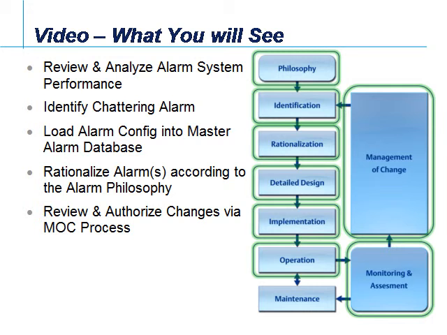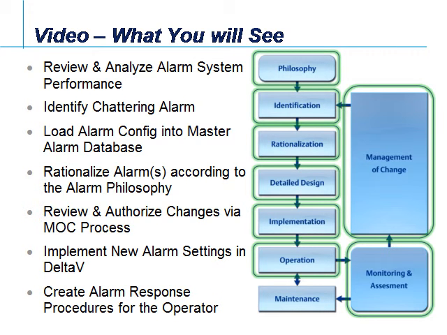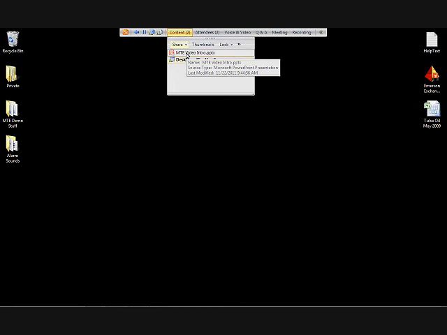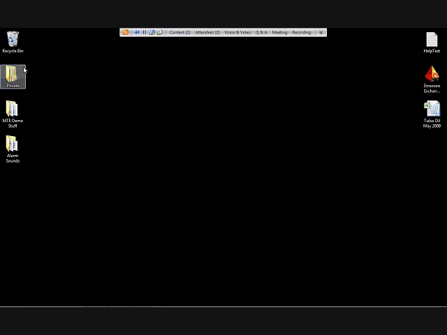When we complete rationalization, we'll make sure that the proposed changes are approved by our management of change board following our MOC process documented in our philosophy document. Then we'll implement the new alarm settings in the DeltaV system. And then last but not least, we'll create alarm response procedures for the operator to help them know how to respond to this alarm when it occurs.